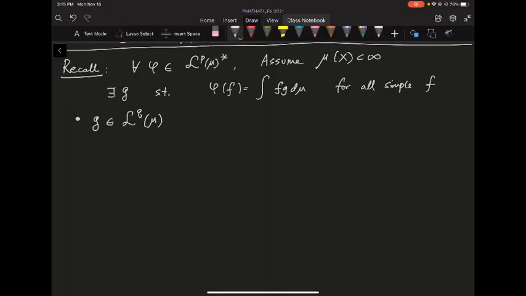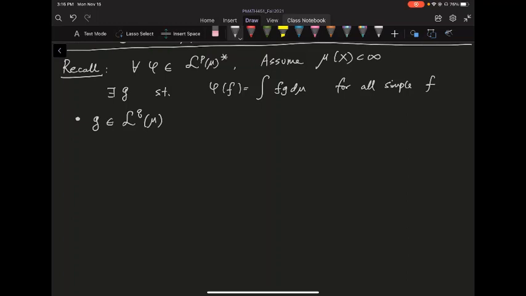Let's recall where we were from last video. Last video we wanted to show that this map that maps an LQ function to the dual space of LP is going to be surjective. In other words, we pick any linear function phi from the dual space of LP, with the assumption that mu is a finite measure.